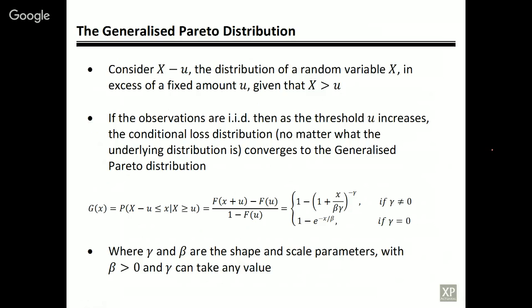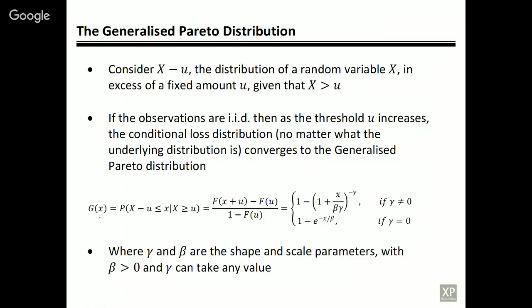So consider the probability that x minus u is less than or equal to x, given that x is greater than or equal to u. So the probability that x minus u is less than x, given that we're greater than u already. Now what happens? Well, if observations are IID, then as the threshold u increases, the conditional loss distribution, no matter what the underlying distribution is, normal, gamma, anything, converges to the generalized Pareto distribution.